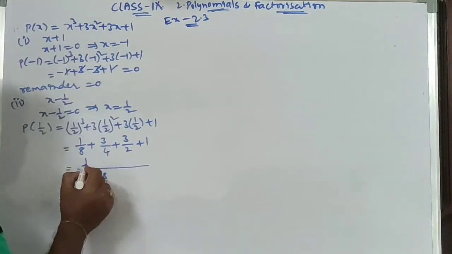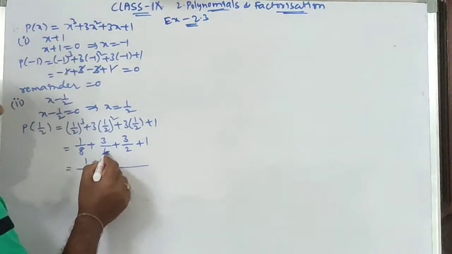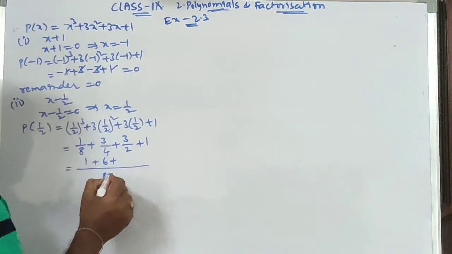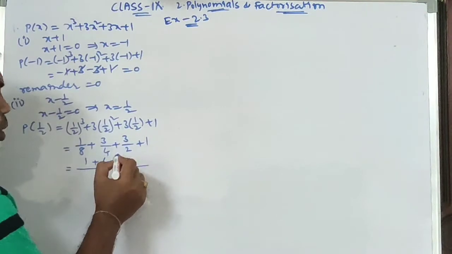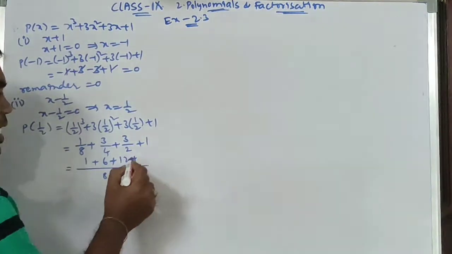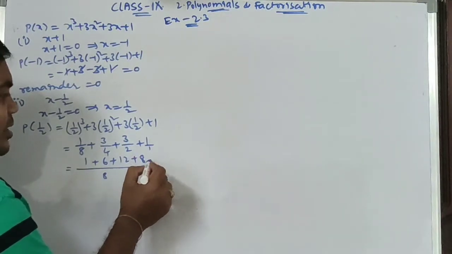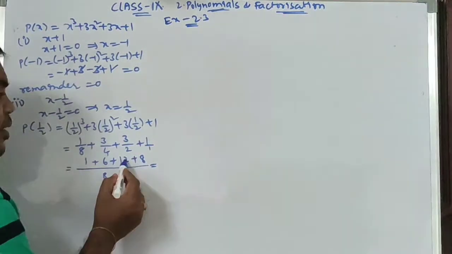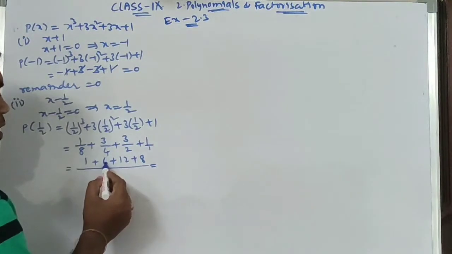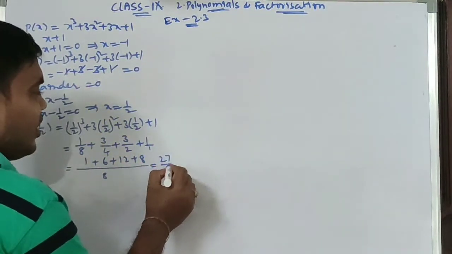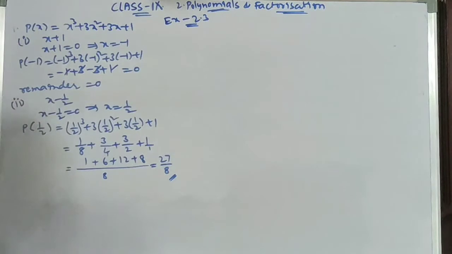8 by 8 is 1, plus 8 by 4 is 2, into 3 is 6, 8 by 2 is 4, into 3 is 12, plus 8 by 1 into 1 is 8. So adding 8 plus 12 is 20, plus 6 is 26, plus 1 is 27 by 8. So 27 by 8 is the remainder when it is divided with x minus 1 by 2.